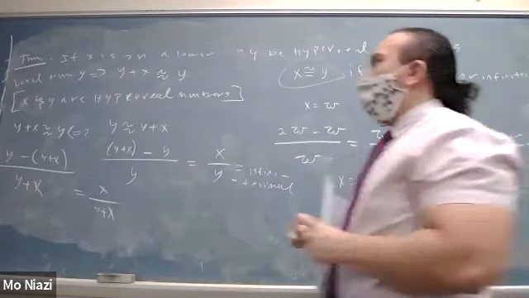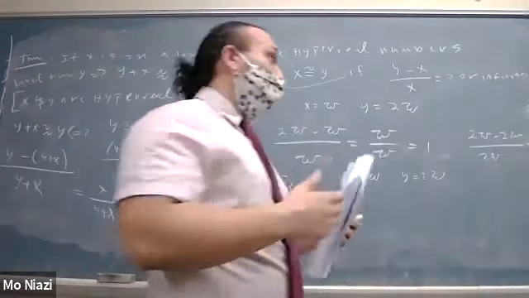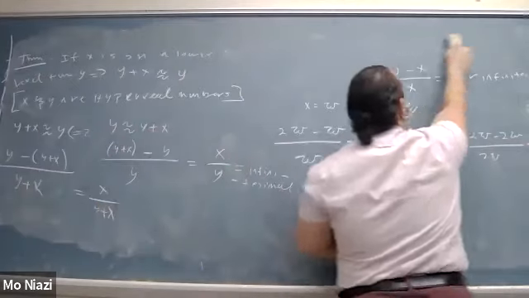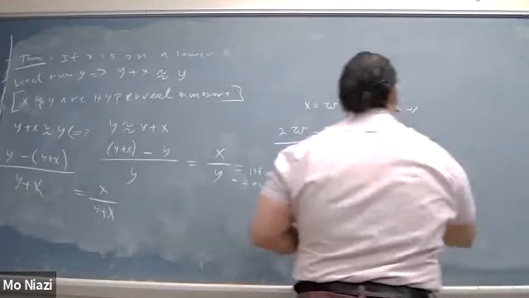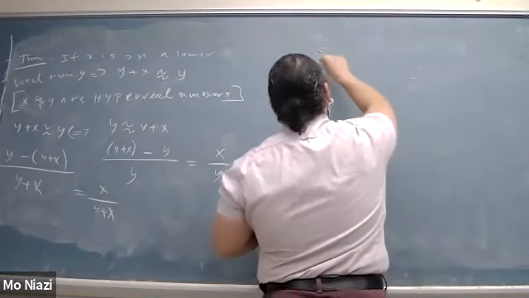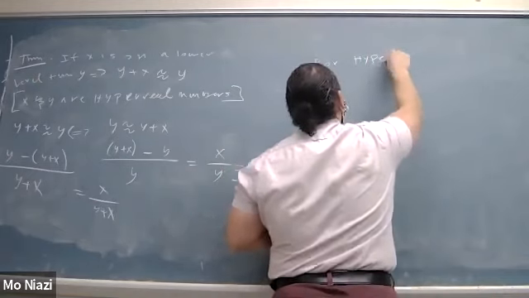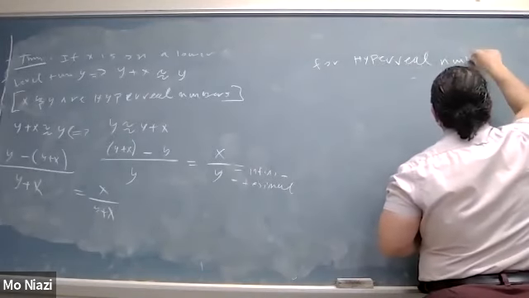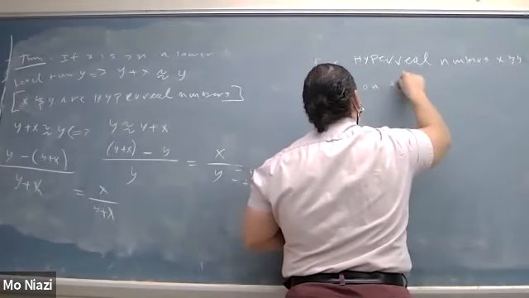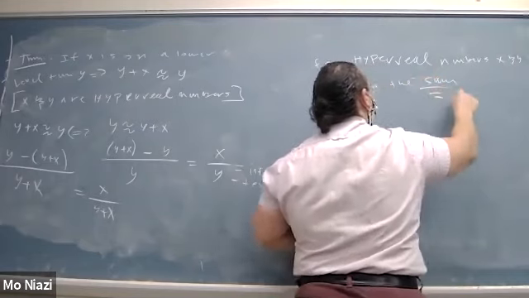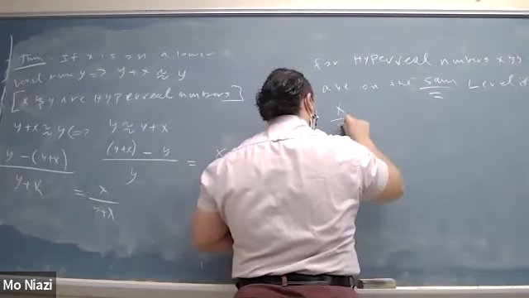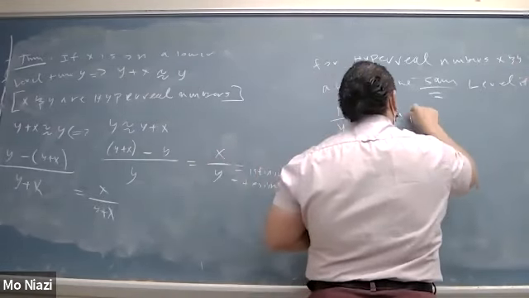So now that we've talked about one being on a lower level than the other and one being on a higher level than the other, I'll say one last definition before I let you guys leave. For hyperreal numbers x and y, they are on the same level if x over y is equal to r, some element of the positive reals.